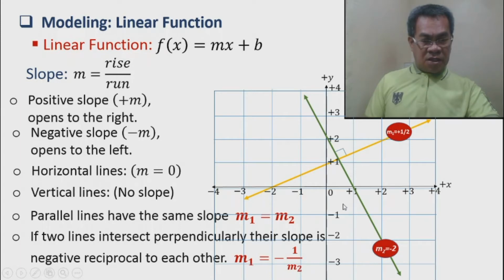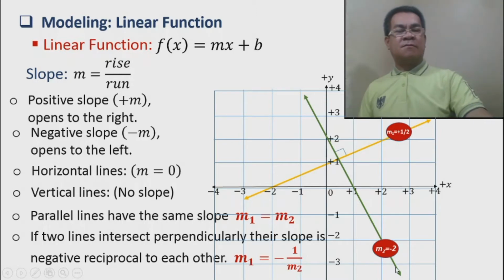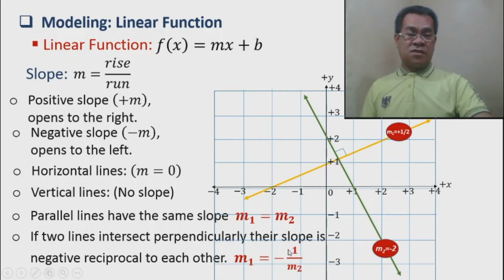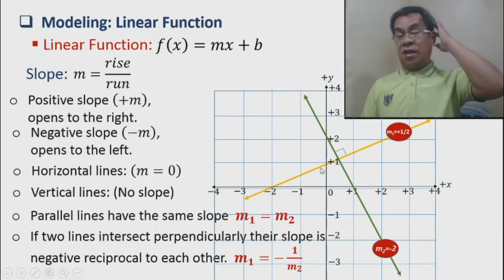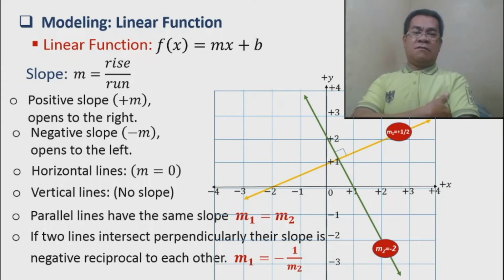So therefore, rise over run is 2. And this is open to the left, so it should be negative. These are the things that we need to remember if we studied linear functions, because you might encounter the usual question in modeling, where you have to provide the equation of that line. So, derive or provide the linear model from this given.